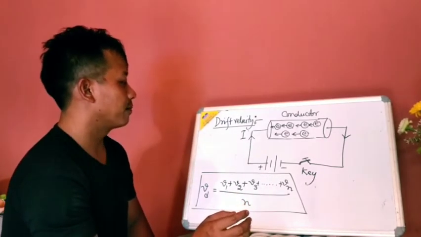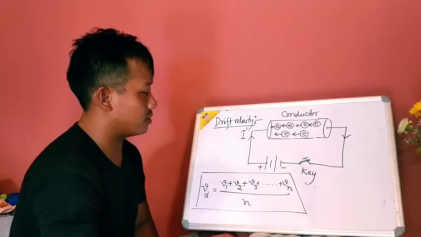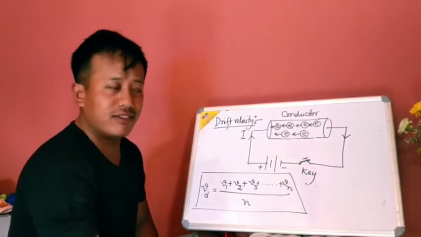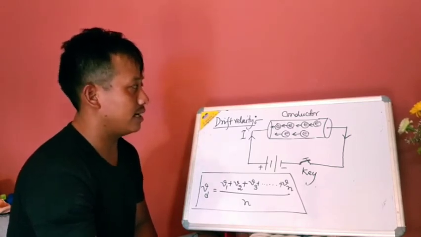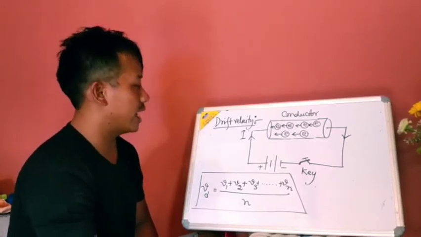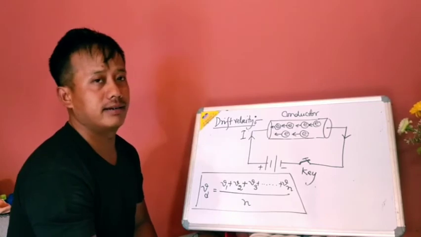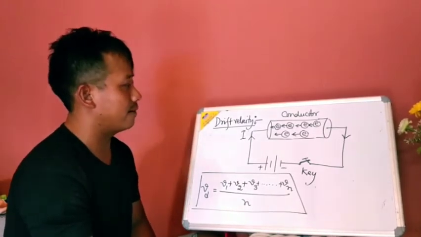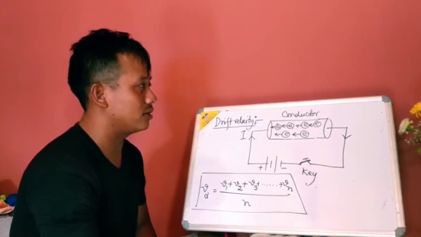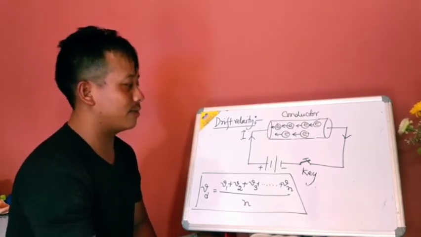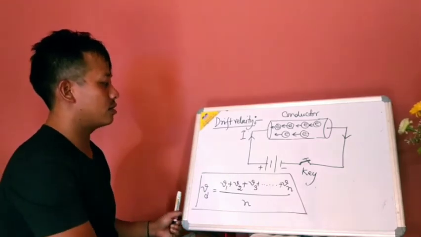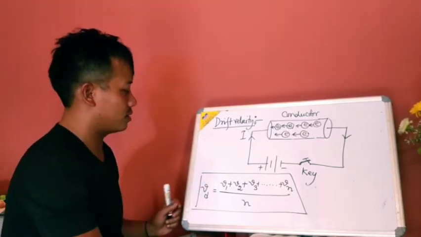Right? So drift velocity is the average velocity of the free electrons inside the conductor when an electric field is applied. This is the very definition of drift velocity.